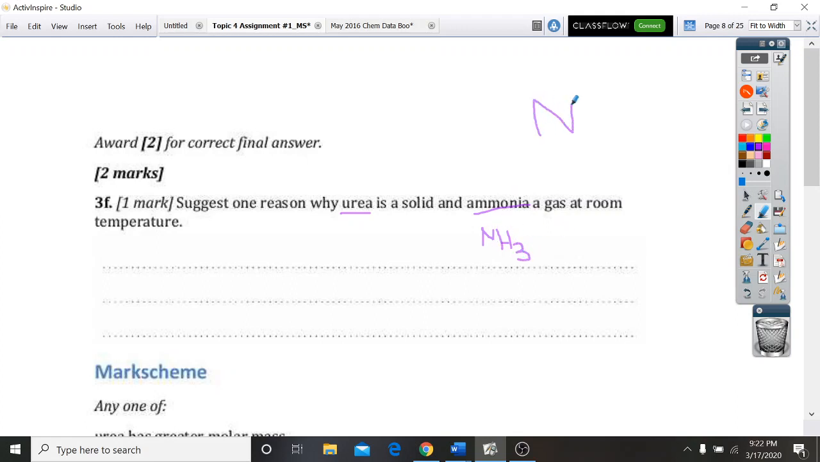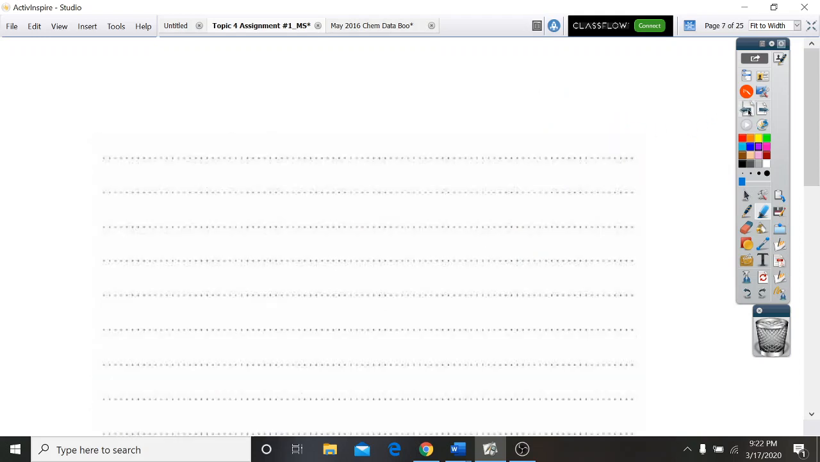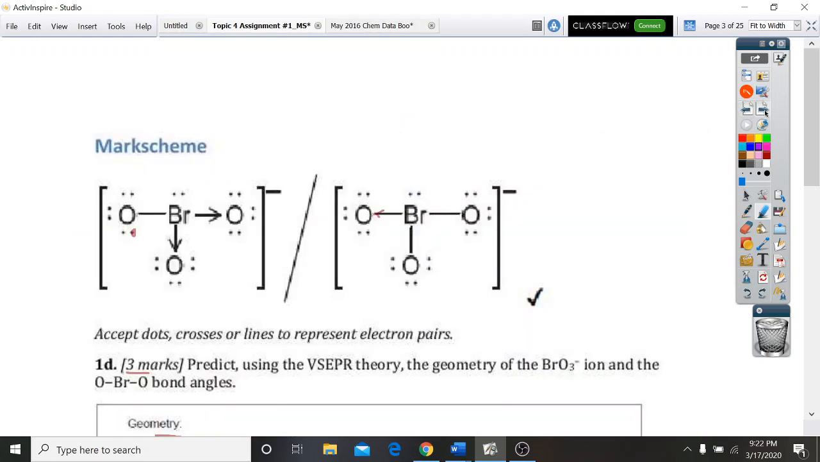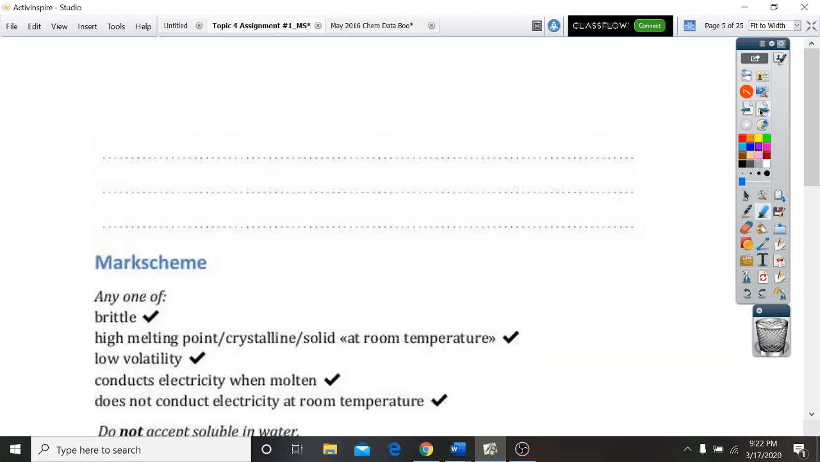If I build ammonia, I realize it has hydrogen bonds. But so does urea. Urea also has hydrogen bonds. We could see urea over here somewhere. Oop, not that far.